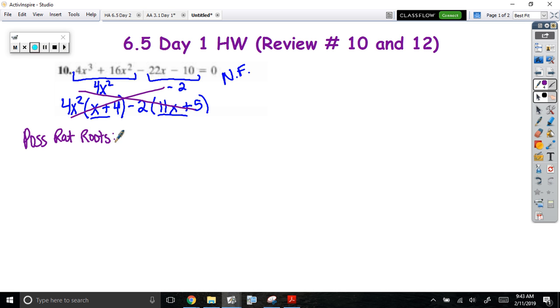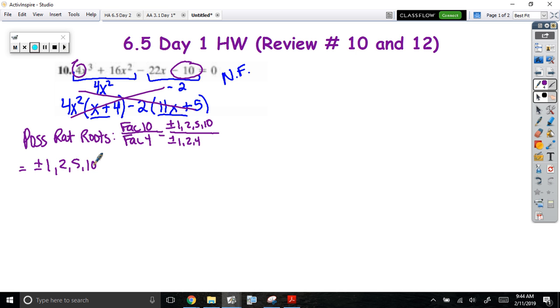which remember are factors of the last term over factors of the first term. So factors of 10 are plus or minus 1, 2, 5, and 10. Factors of 4, plus or minus 1, 2, and 4. And then we actually want to go ahead and figure out all of the possible rational roots by dividing. So we should get plus or minus 1, 2, 5, and 10.